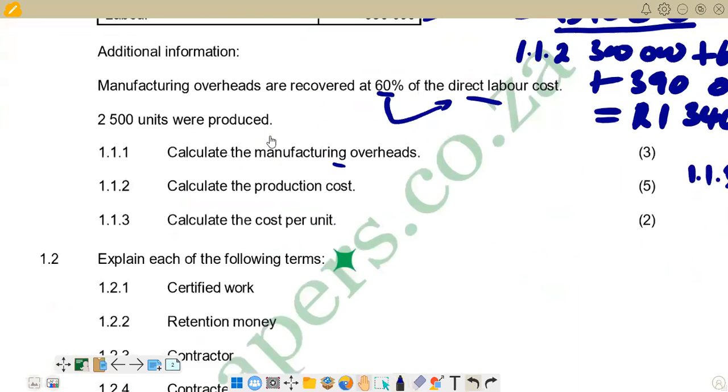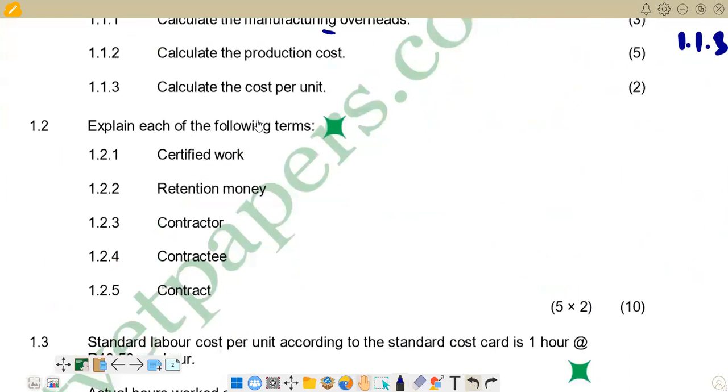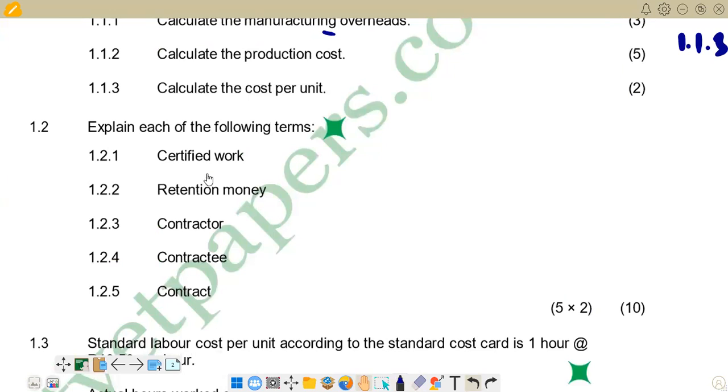you'd see that we are now going to 1.2. And 1.2 is only asking us about definitions of these terms that we have here. We have got certified work, retention money, contractor, contractee, and then we have got a contract. So we just need to give definitions of these terms, and we have got 2 marks for each, as indicated by the allocation of marks that we're having here, right?